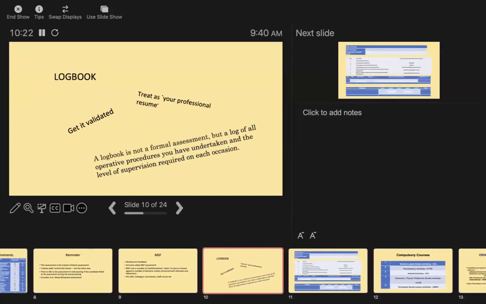Logbook. Please treat this as your professional resume. Again, I don't have to remind many times, get it validated. Because if you don't validate, however many pages you put, I don't know whether this is true or not, or plagiarism or what, right? So a logbook is not a formal assessment, but a log of all operative procedures you have undertaken and the level of observation required on each occasion.